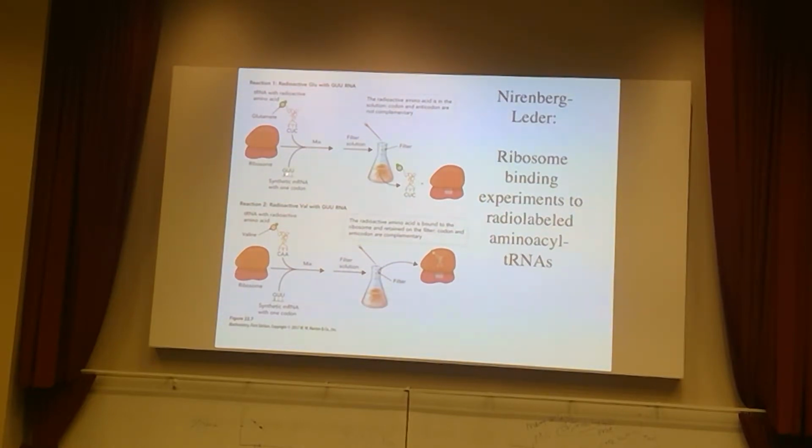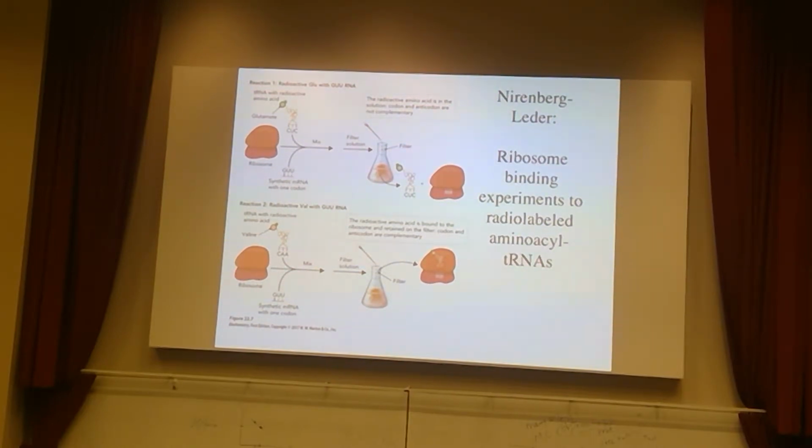And you do this one at a time for a whole bunch of synthetic mRNAs, and just ask the question, which radioisotopically labeled aminoacyl tRNAs are bound in each case? And this works pretty well. It allows you to flesh out a little bit more of the genetic code. Questions about this experiment?